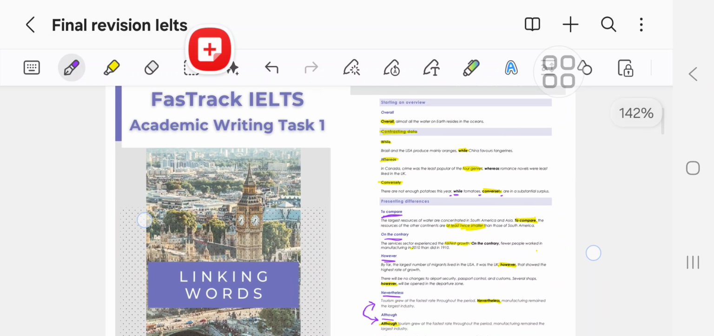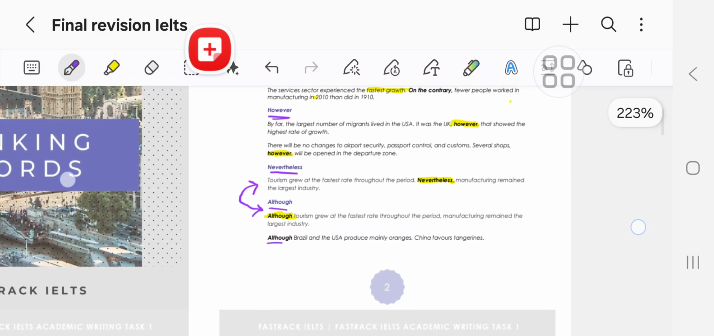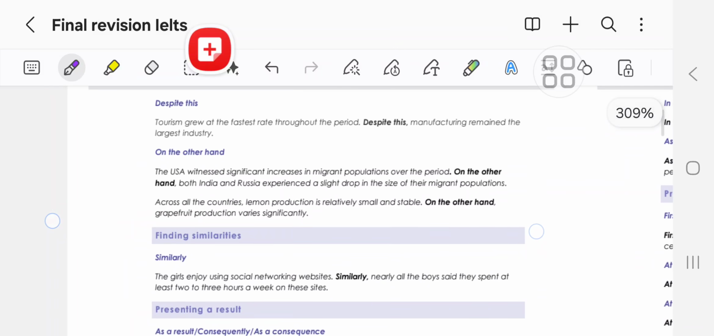So these are basically the points of this task one linking words, which is just three pages long. We have completed the first page by mentioning although. Now we are on the second page, which is despite.